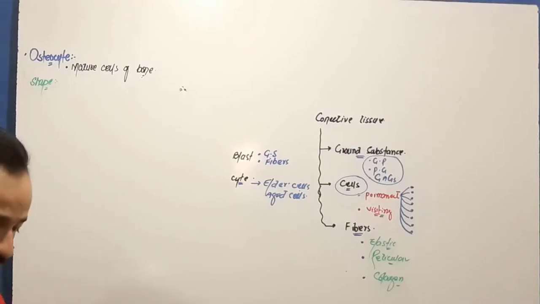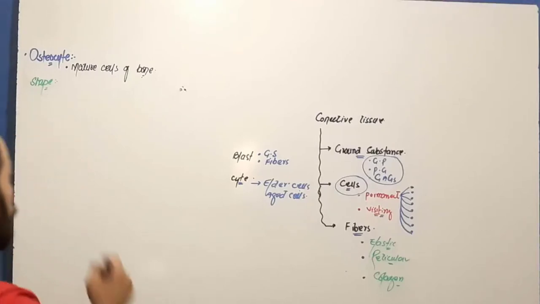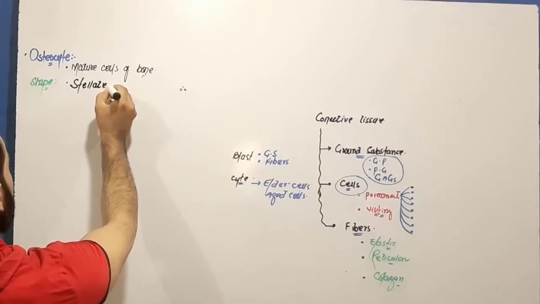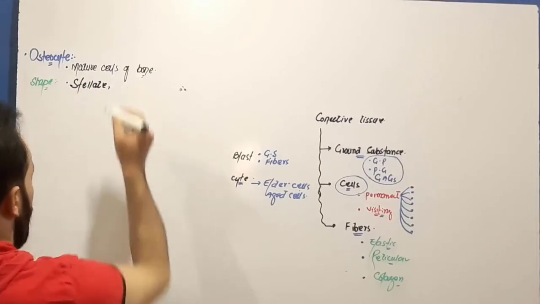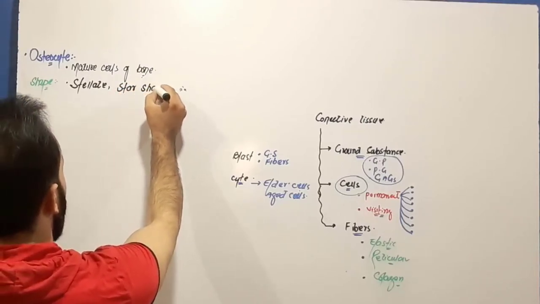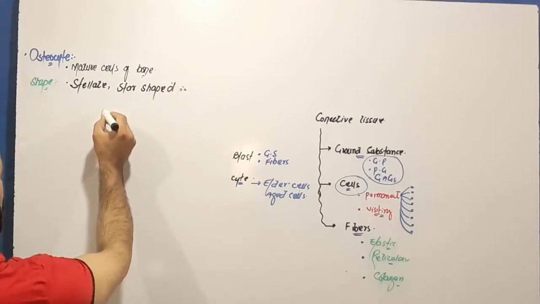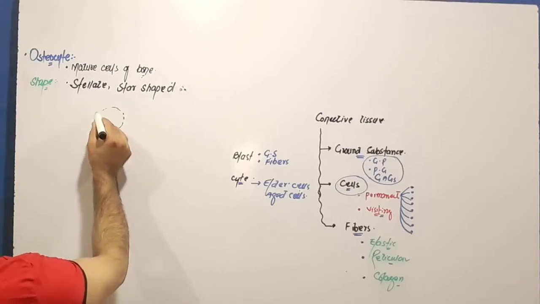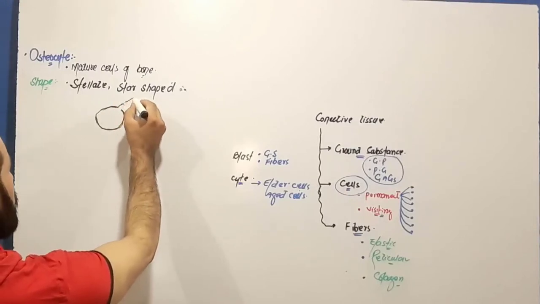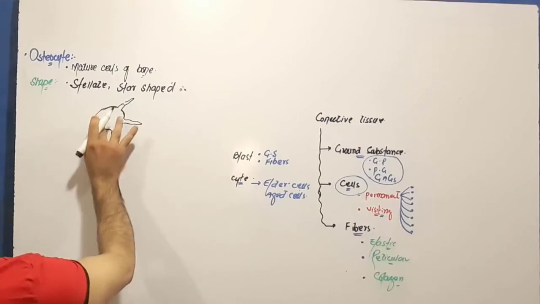What is the shape of these cells? If you want to look at the osteocyte, how will these cells be shown to you? The books have written that they are stellate shaped, or star shaped cells. I will draw the diagram here, don't worry. So star shape. This is the cell body of these cells, and these are the extensions of these cells. So they make a spheric shape or a star shape like structure.